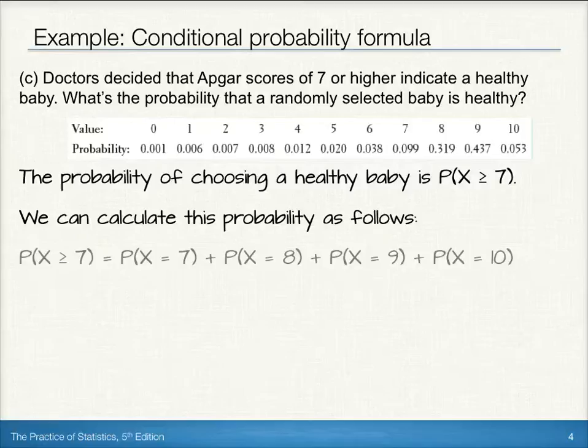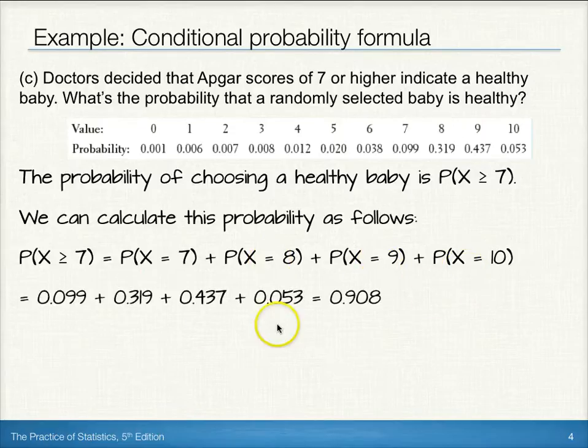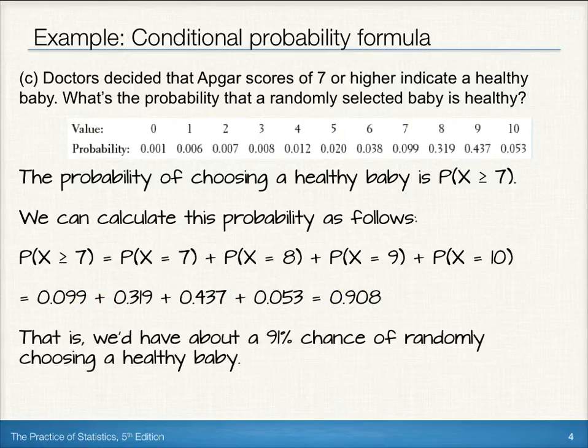We can calculate this probability by adding up the individual probabilities of x equals 7, plus the probability x equals 8, probability x equals 9, and probability x equals 10. Adding those values up, we get a total of 0.908. So we'd have about a 91% chance of randomly choosing a healthy baby based on this information.